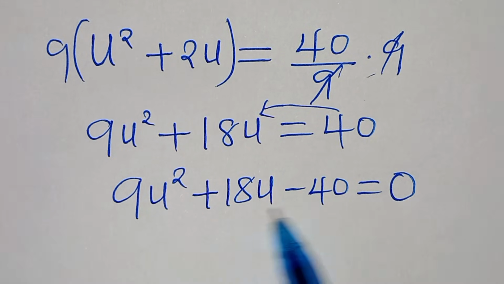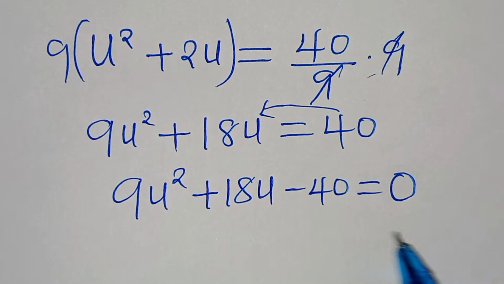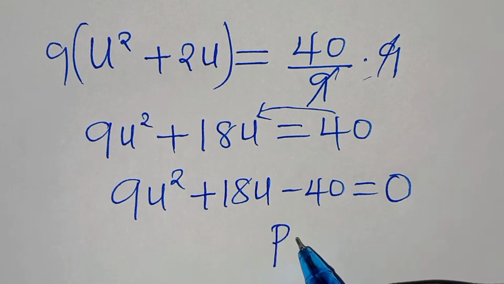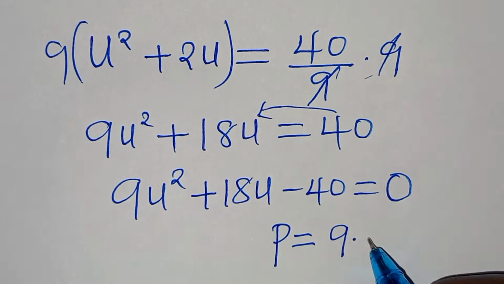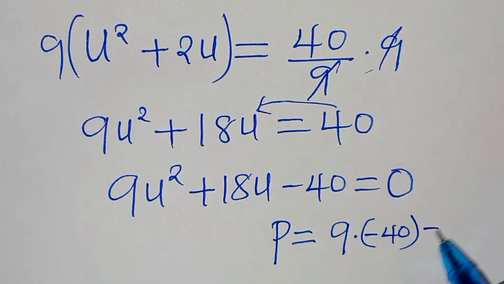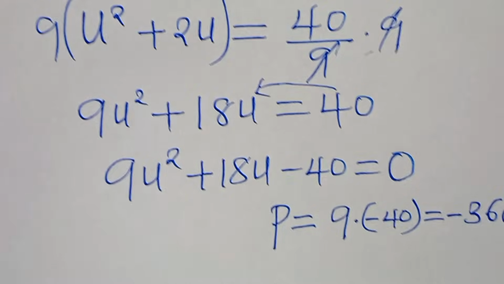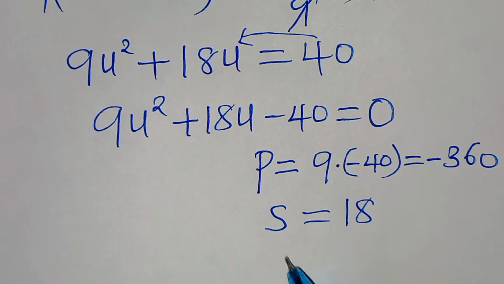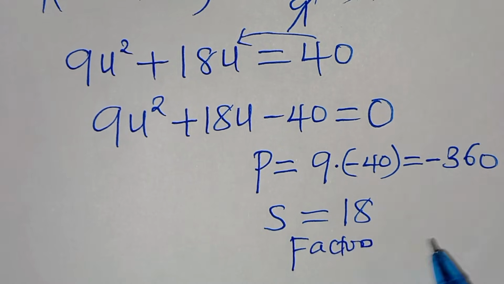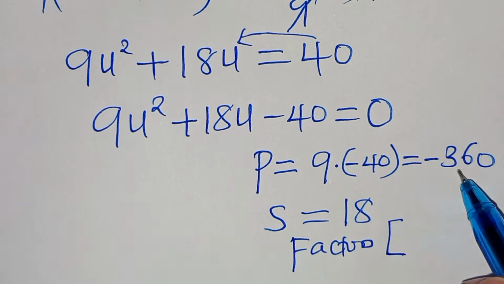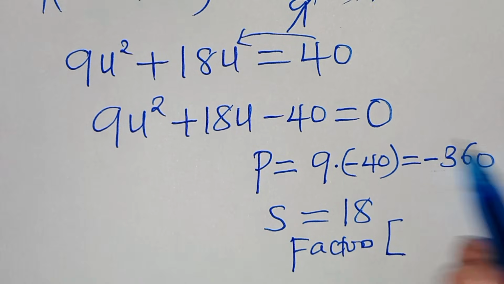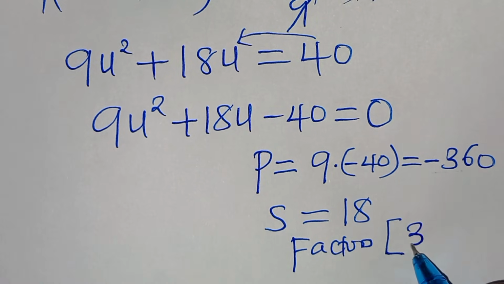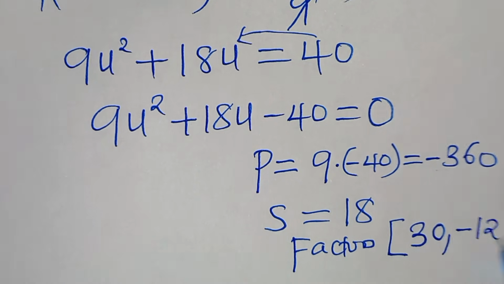Now this is a quadratic equation here, and you can solve this quadratic equation by applying the factorization method, whereby we have that the product here is equal to 9 times minus 40, and this is equal to minus 360. We have that the sum is equal to 18. So this means that we identify those two factors. If you multiply these two factors, we need to have a total of minus 360. If you sum those two factors, then we should have a value of 18. So these two factors are 30 and minus 12.